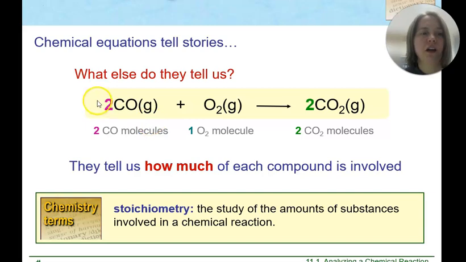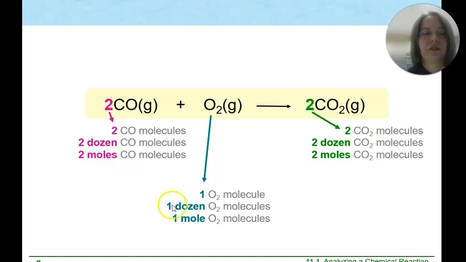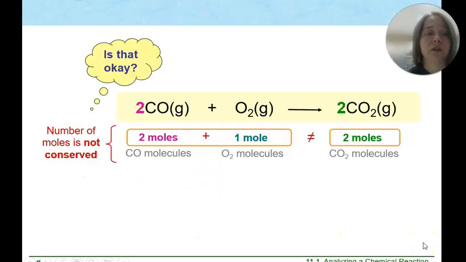Alright, so we know that there are 2 carbon monoxide molecules and 1 oxygen molecule, and that forms 2 carbon dioxide molecules. So the 2 is the ratio. It could be 2 molecules, it could be 2 dozen, it could be 2 moles, but the ratio of 2 to 1 to 2 is really important. So it could be 2 moles or 2 molecules. And then we know a mole is 6.022 times 10 to the 23rd, and so that would be that many molecules, so a lot of molecules.